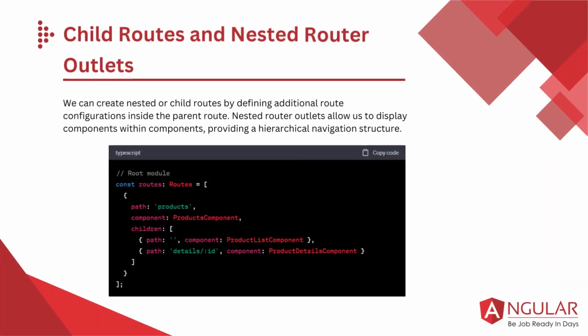3. Child routes and nested router outlets. We can create nested or child routes by defining additional route configurations inside the parent route. Nested router outlets allow us to display components within components, providing a hierarchical navigation structure.